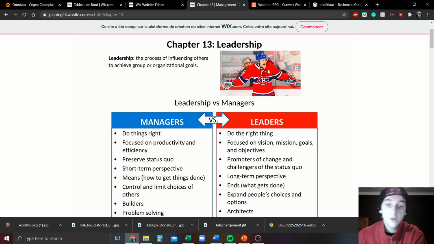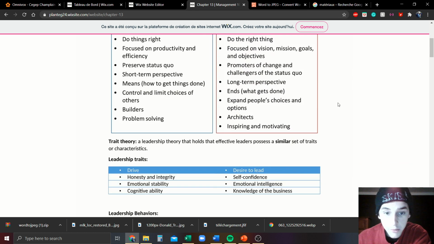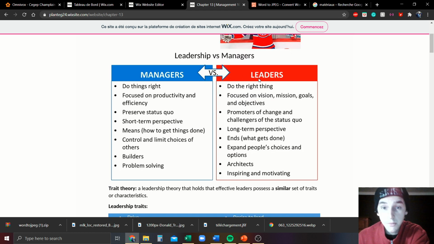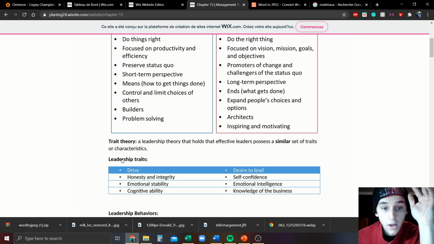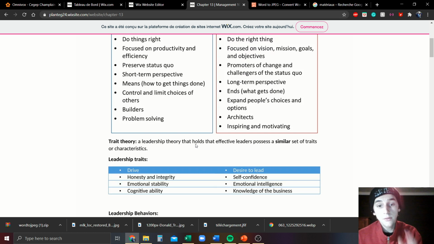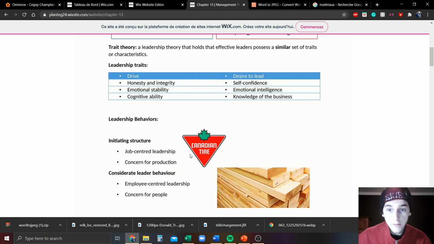We'll use the picture of Brendan Gallagher, the leader of the Montreal Canadiens. There's the trait theory. I won't go into leadership versus managers. We have it right here. As for the trait theory, it is a leadership theory that holds that effective leaders possess a similar set of traits or characteristics. The word similar is important. They think that people who have drive, desire to lead, honesty and integrity, self-confidence, emotional stability, emotional intelligence, cognitive ability, and knowledge of the business will have the leadership traits and will be a great leader if they have all of these points.